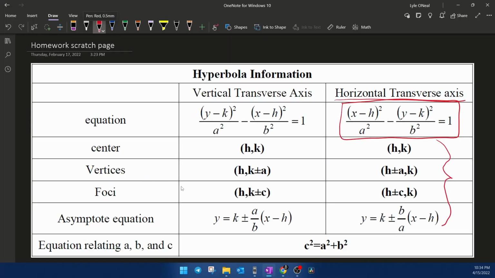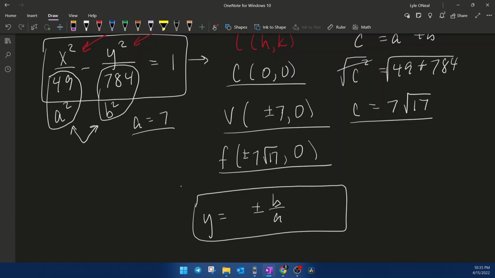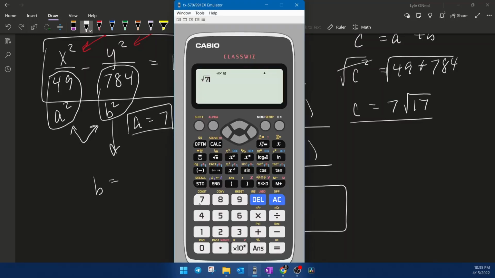Asymptotes. So we're going to need to copy and paste our formula for our asymptotes and then do a little plug and play. All right, here we go. We've got our formula for our asymptotes. Knowing that k is 0, we can just eliminate the k. Oh, h is 0, so that'll simplify that down to just x. And then we know that a is 7. What I don't know is b yet, but I can figure that out by taking the square root of 784. And the square root of 784 is 28.